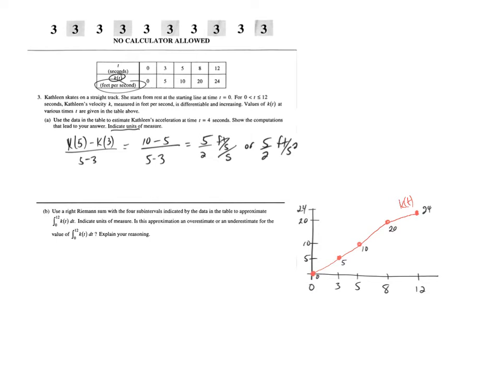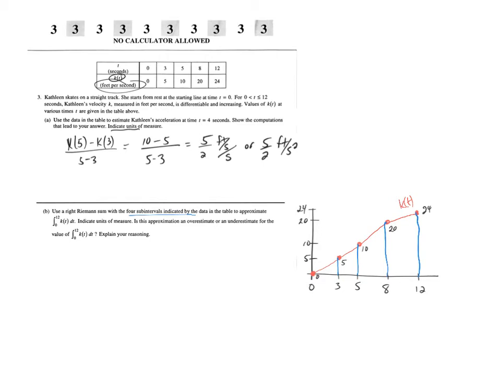And so they said use a right Riemann sum. What that means is we're going to go to the right side of each interval, and they say use the 4 subintervals indicated by the data. That basically means they've already done the work for us. There are 1, 2, 3, 4 subintervals that we get naturally just using this data.